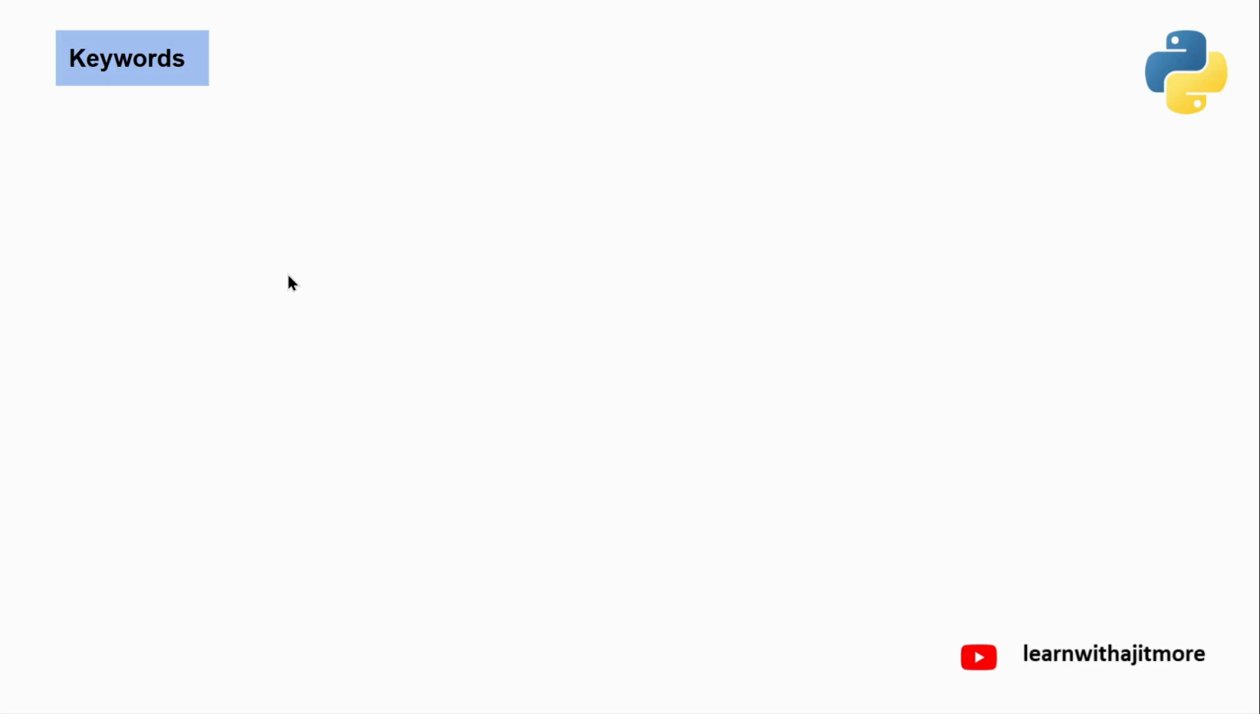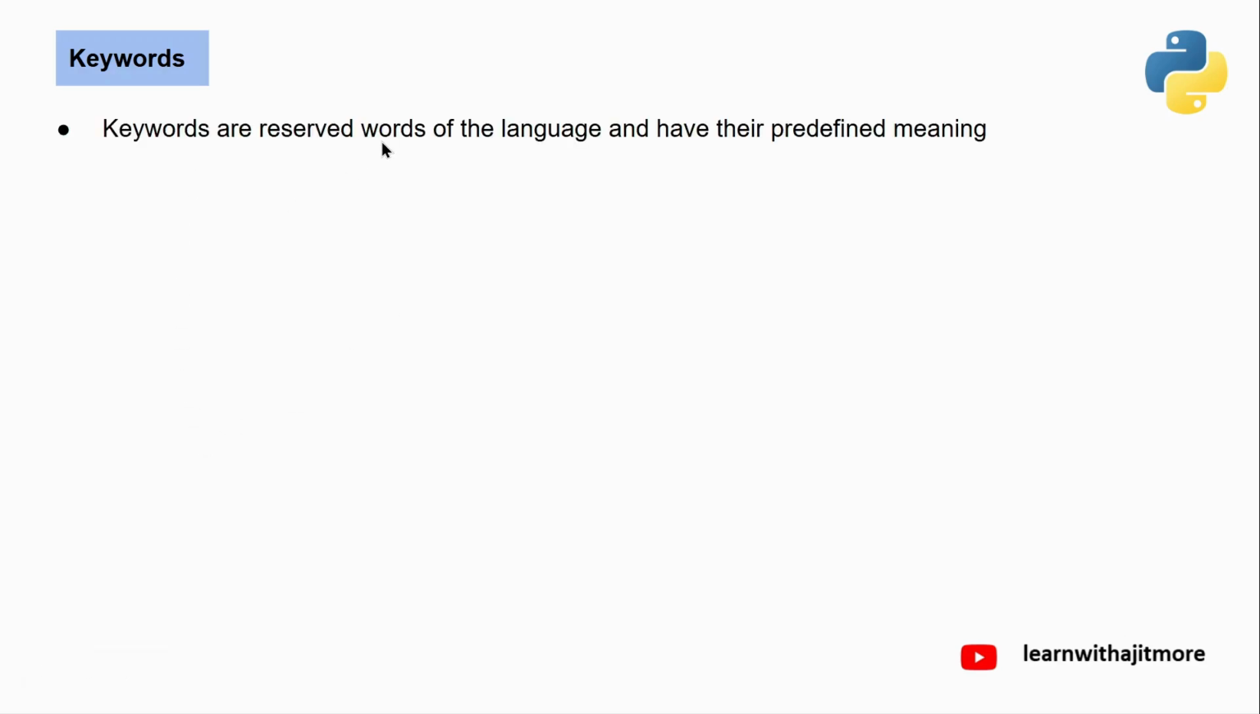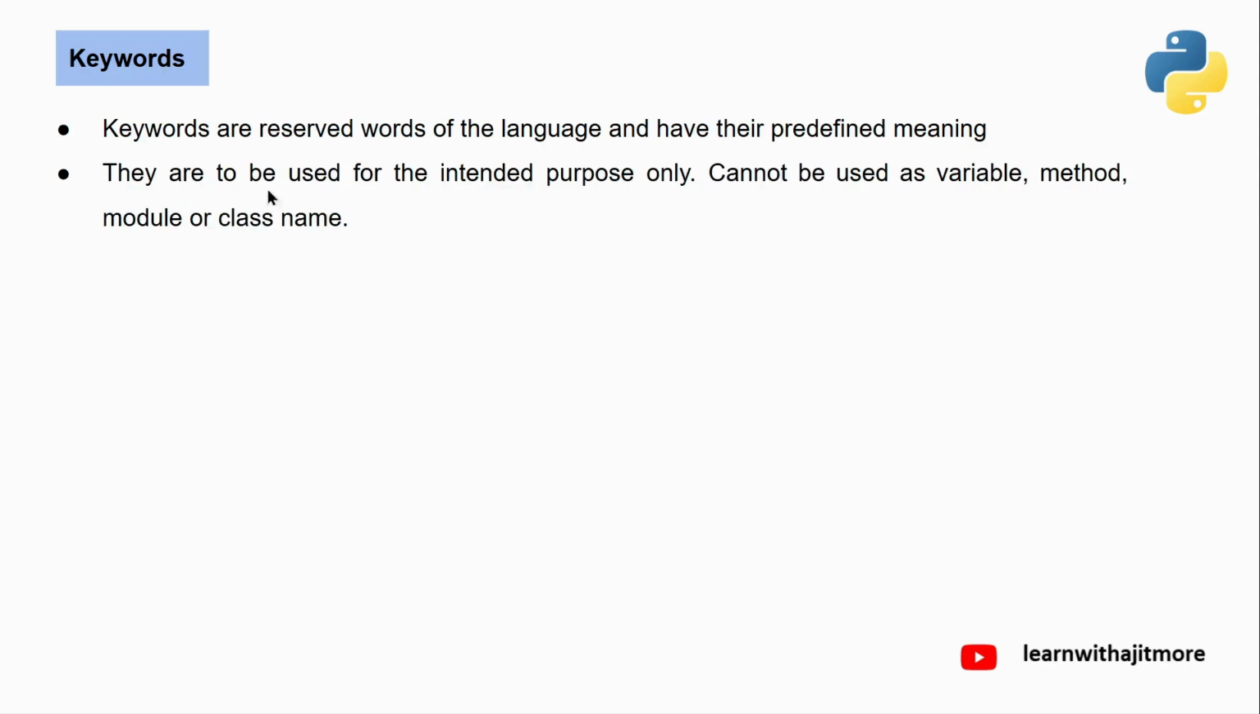So keywords are reserved words of the language. They have their designated purpose, or their implicit meaning. They have their original meaning. And whatever is the purpose, you have to use it for that only. You cannot use it for anything else. Okay? See, keywords are reserved words of the language and they have their predefined meaning. They are to be used for their intended purpose.